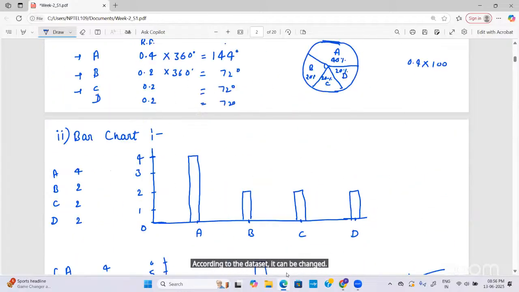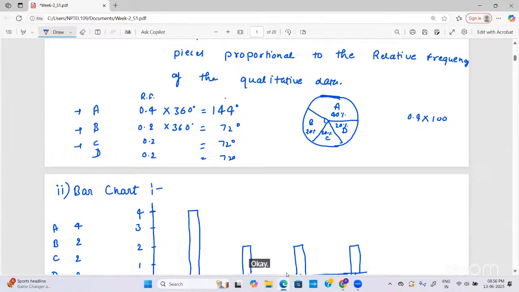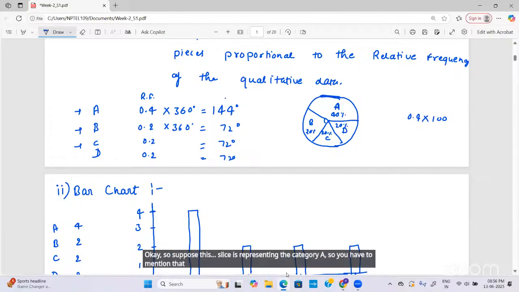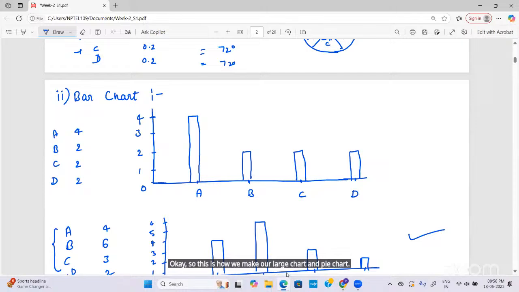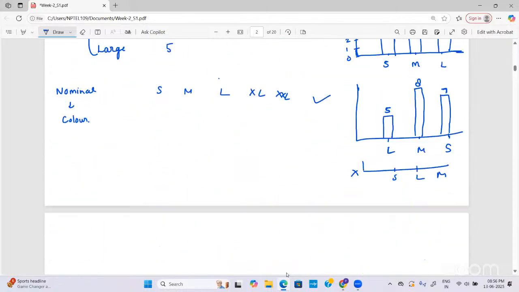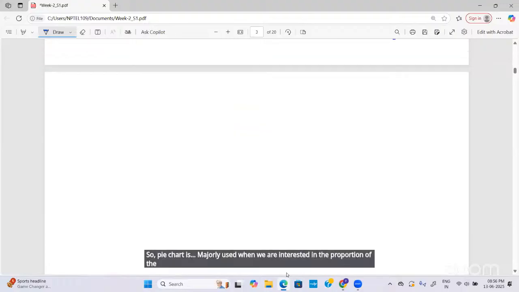Whenever you are making the pie chart, you always have to label your slices. Suppose this slice is representing the category A, so you have to mention that it is A and 40% is its weightage. This is how we make our bar chart and pie chart. A pie chart is majorly used when we are interested in the proportion of the categories in the entire data set. Whenever we are interested in the count of the categories, we prefer a bar chart.